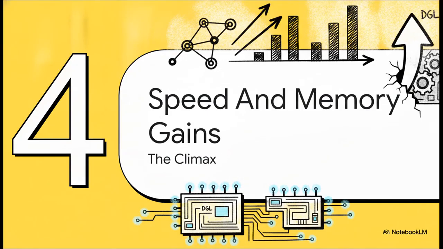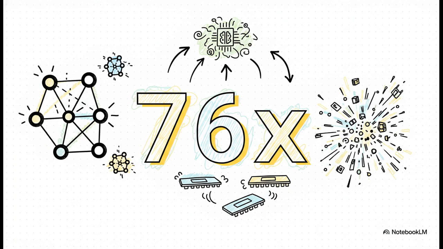Section 4. Speed and memory games, the climax. All right, we've covered the theory and the architecture. Now let's look at the actual payoff. Just let this number sink in for a second. 76x. That is the peak memory reduction achieved during the forward and backward passes of a GATv2 attention layer on the Tolokers 2 dataset. 76 times less memory.